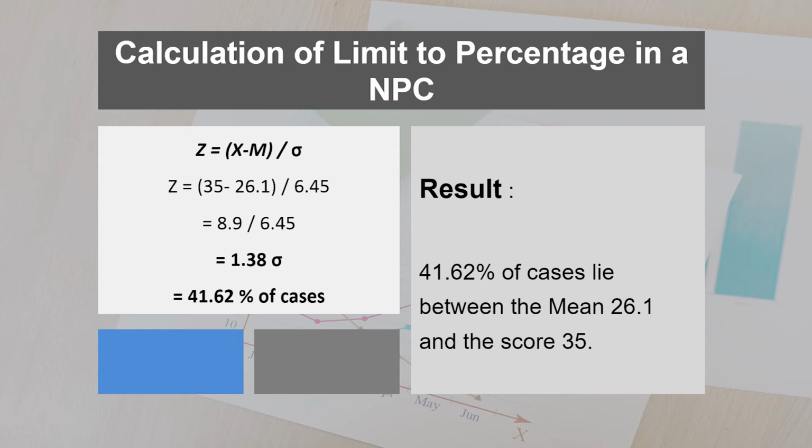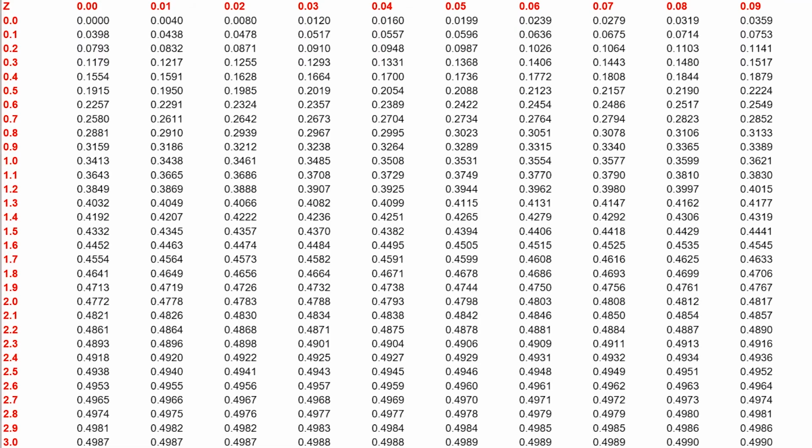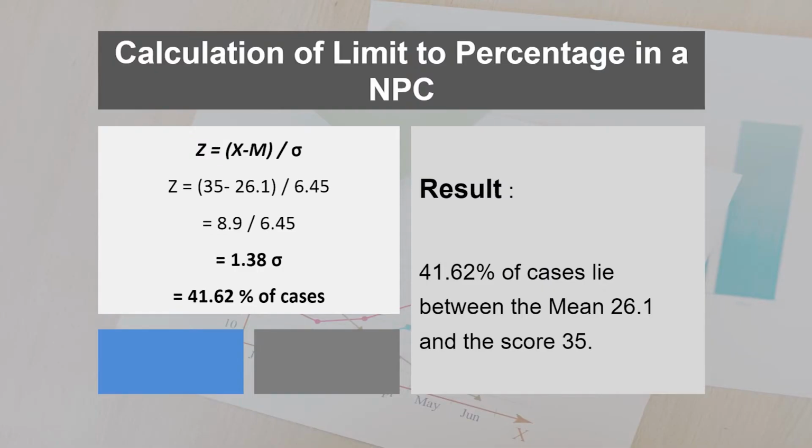And now what you have to do, you have to go through the table. Okay, 1.38, you see, this is the 1.3 row, then we have to come to this point, that is 41.62 out of 100. This is out of 10,000. In the row of 1.3 and the column of 0.08, so that will be 1.38. It is 41.62. Now let us go forward.